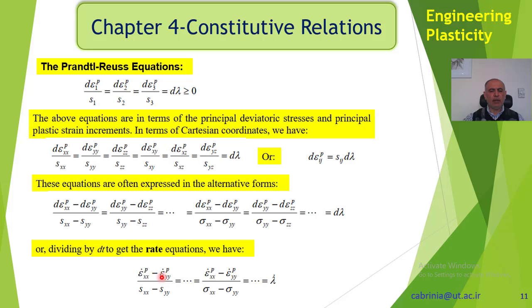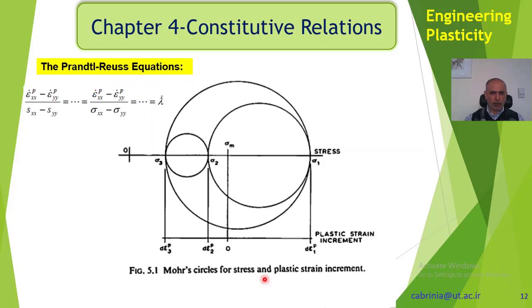So it means that the strain rate, also relative to the deviatoric stress, is equal to a constant rate. And this brings us to this slide here, which shows the Mohr circle for stress and plastic strain increment. Here we have the Mohr circle with sigma 1, sigma 2, sigma 3, and also we have put here epsilon 3p, epsilon 2p, epsilon 1p.